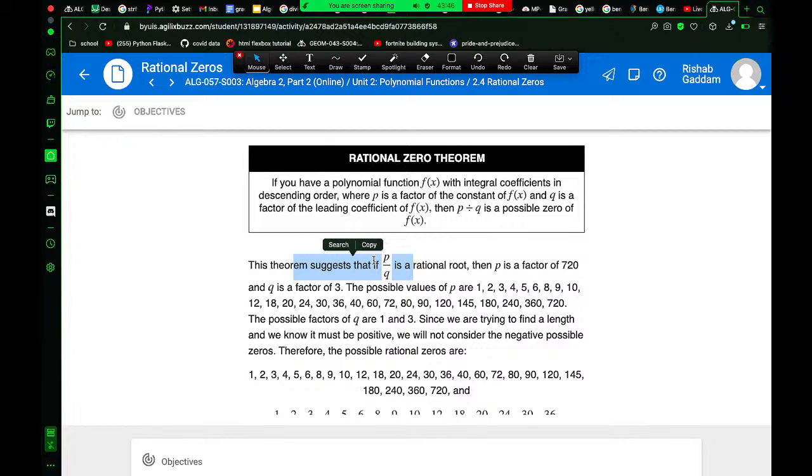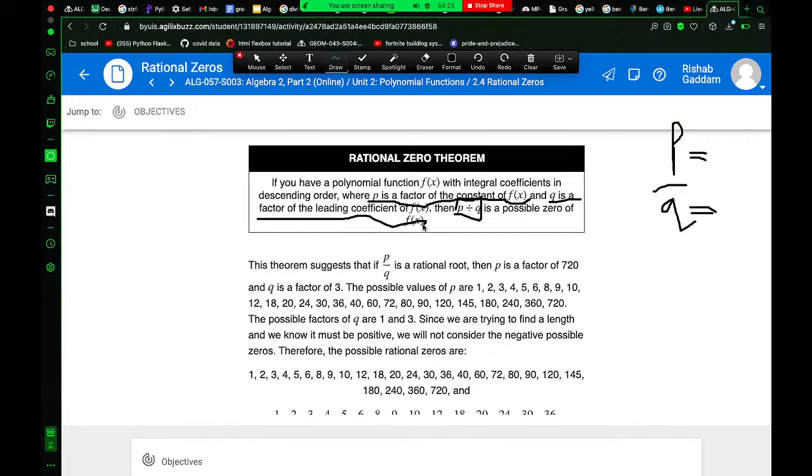So what exactly does this mean? What exactly is this theorem talking about? Basically, we have this expression right here, p over q. And what do p and q stand for? It says that p is a factor of the constant of f of x, and q is a factor of the leading coefficient of f of x.